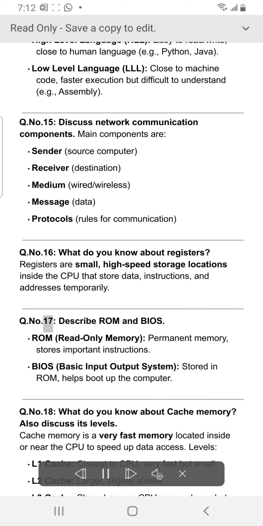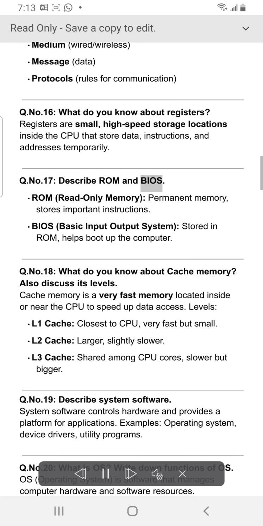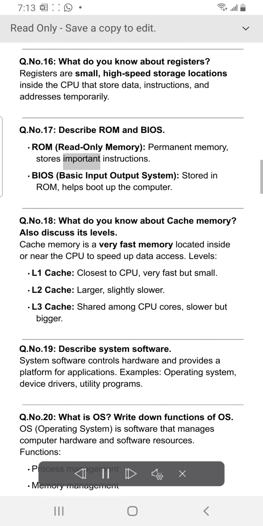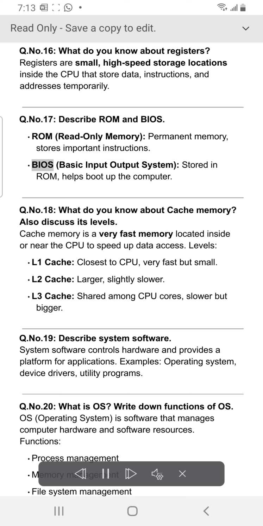Number 17. Describe ROM and BIOS. ROM, read-only memory, permanent memory, stores important instructions. BIOS, basic input-output system stored in ROM, helps boot up the computer.